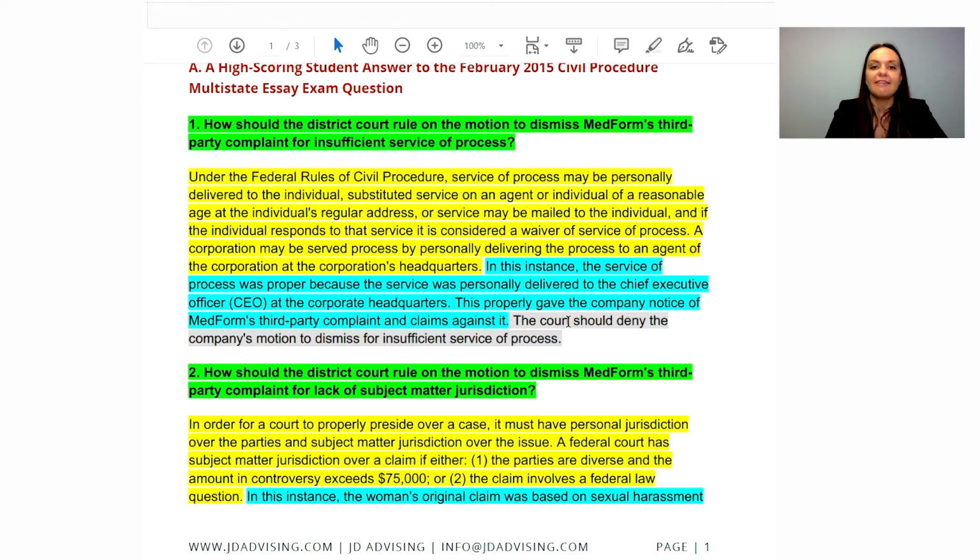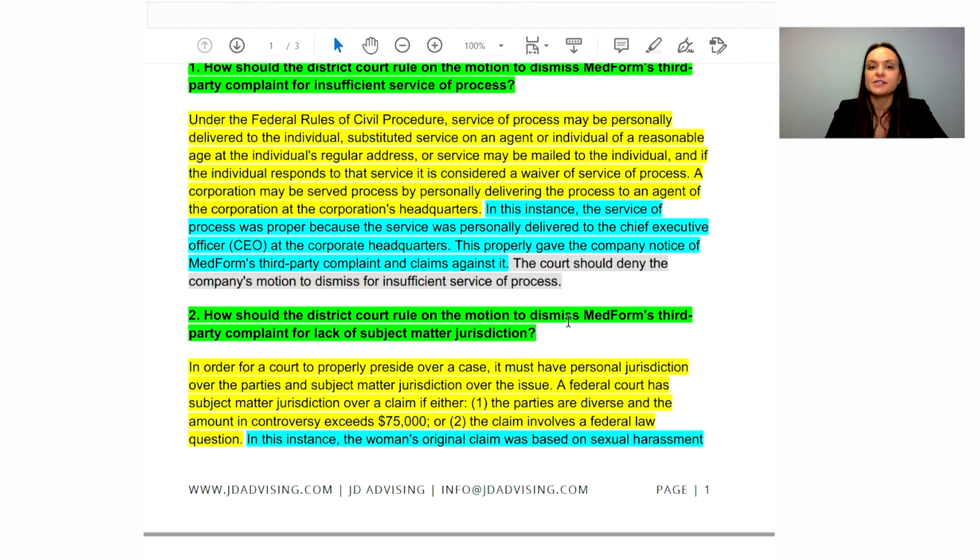So they say that in this instance, the service of process was proper because the service was personally delivered to the chief executive officer or the CEO at the corporate headquarters. This properly gave the company notice of Medform's third-party complaint and claims against it. Okay, good. So again, they stuck to the relevant facts and its analysis is short and sweet, but again, it's good. It contains what we need.